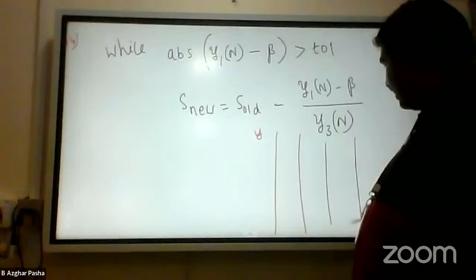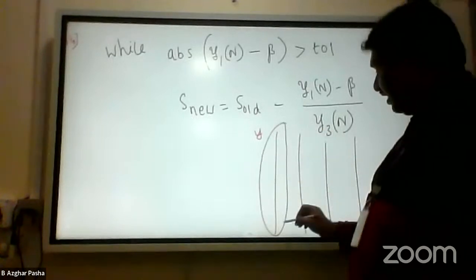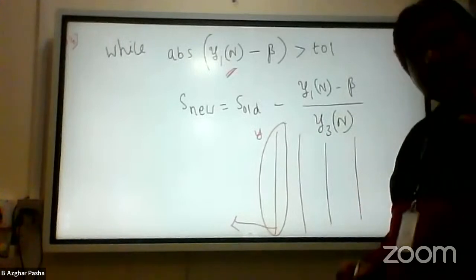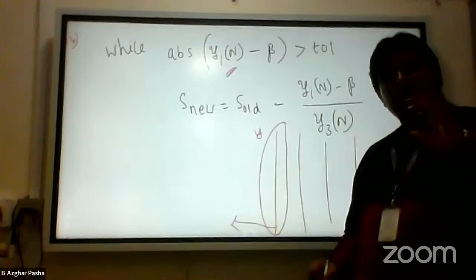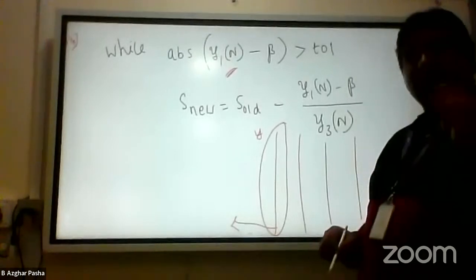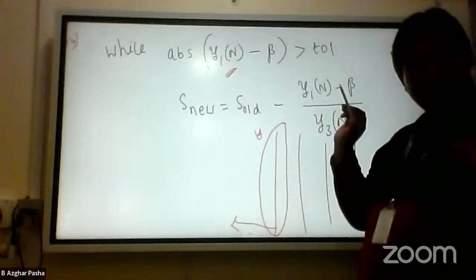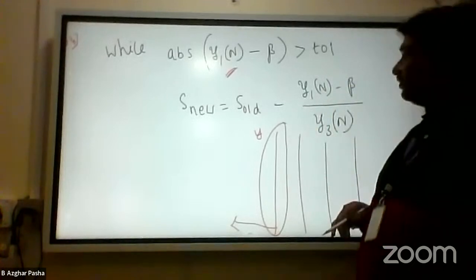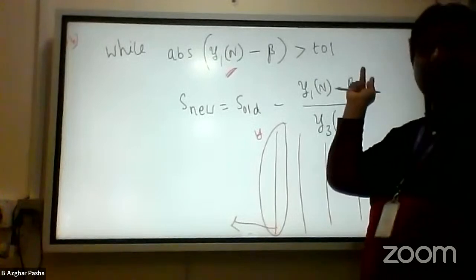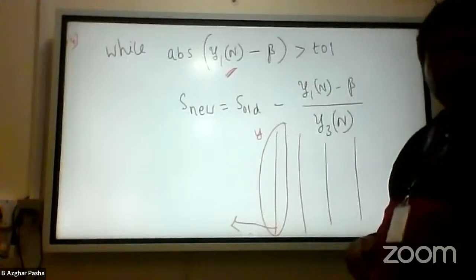There are many columns. I am interested in the first column, and the last entry is y1 of n. That last entry, which is the solution of the initial value problem, should match the boundary condition beta. If it does not match, if the difference is greater than the tolerance, you perform the operation.